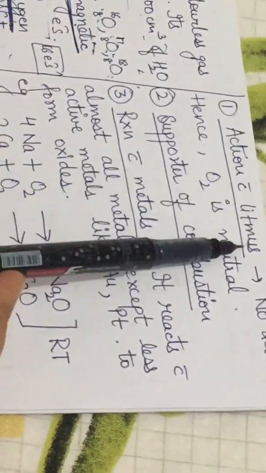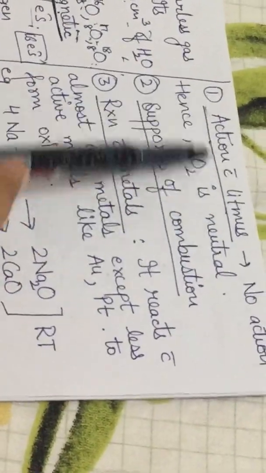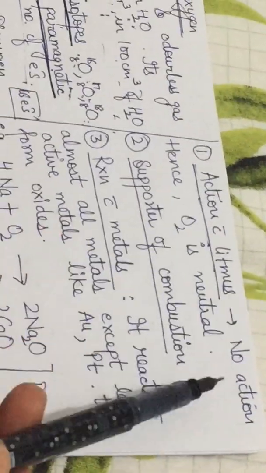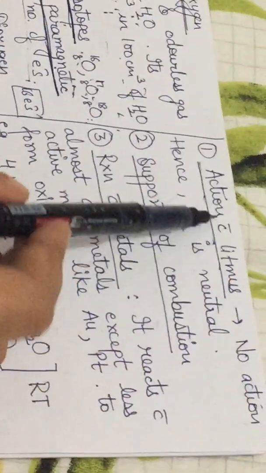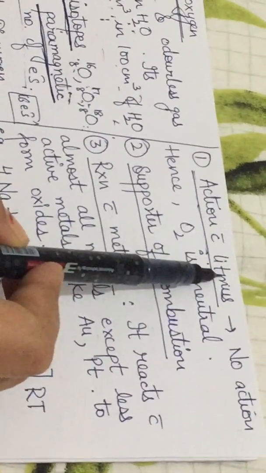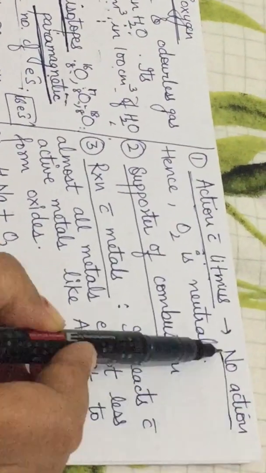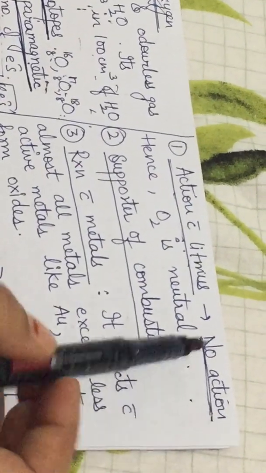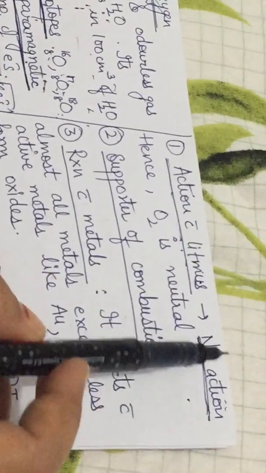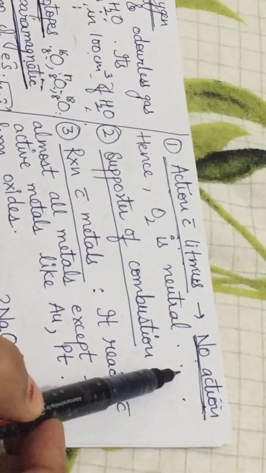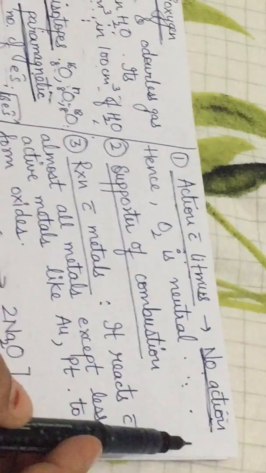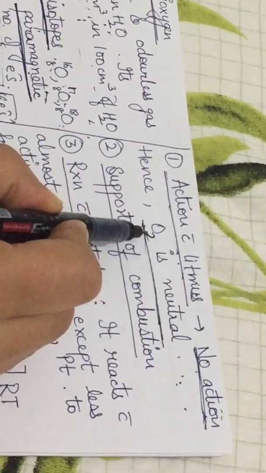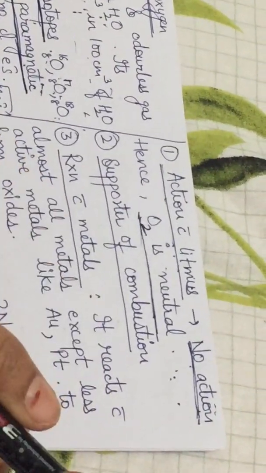First is the litmus test. Litmus test is used to find out whether the compound is acidic or basic. When oxygen is treated with litmus paper, there will be no action on either litmus. We have two types of litmus, red and blue. There will be no action on red litmus as well as on blue litmus. So it shows that oxygen is neutral, that is, it is neither acidic nor basic in nature.